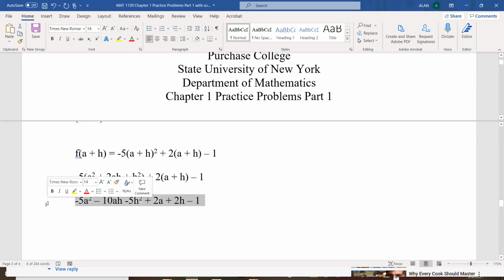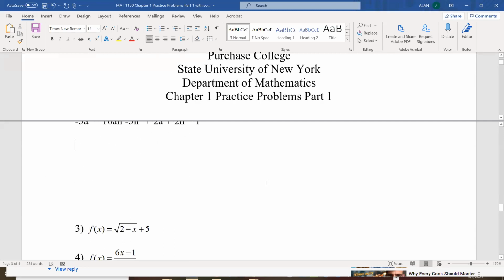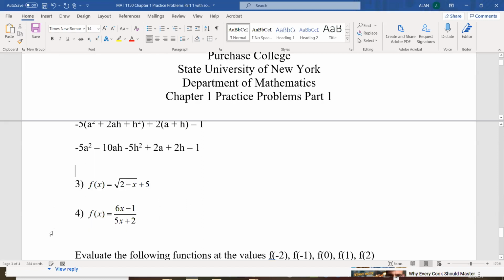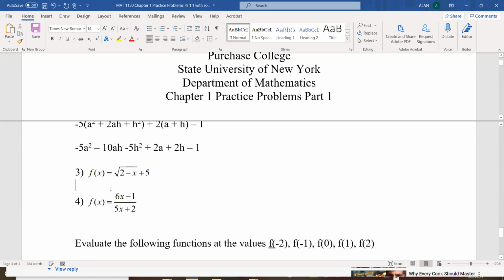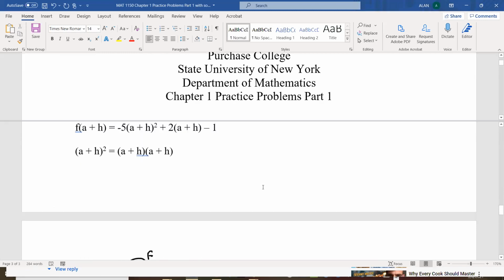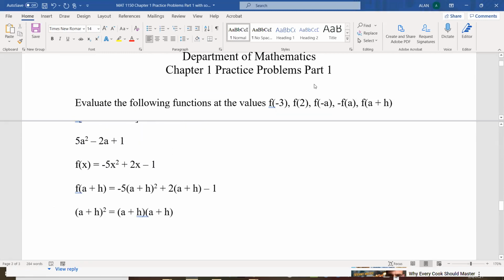If this made it simpler, then you certainly want to do that. You always want to simplify your answers whenever possible. If it's not possible, then it's just not possible. That's just the way it is. All right. That was the last one, wasn't it? Yes, f of a plus h.